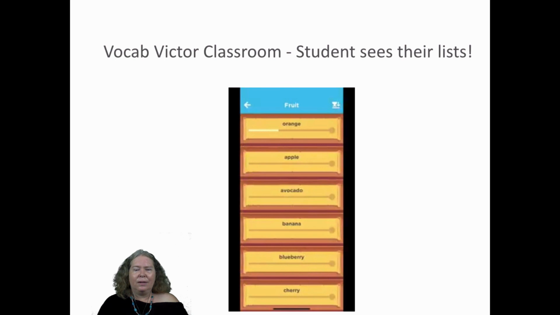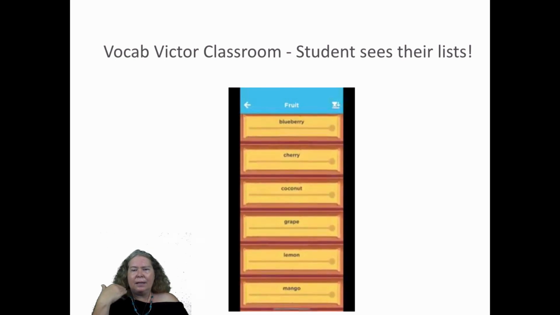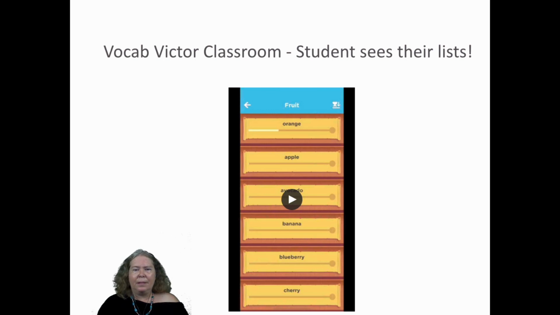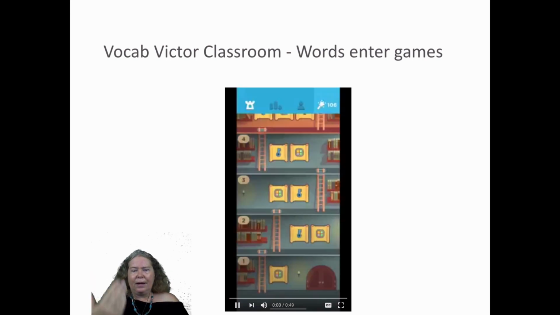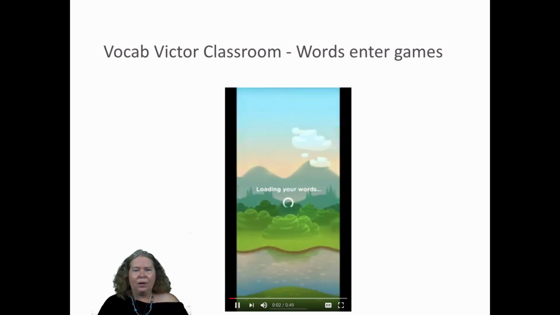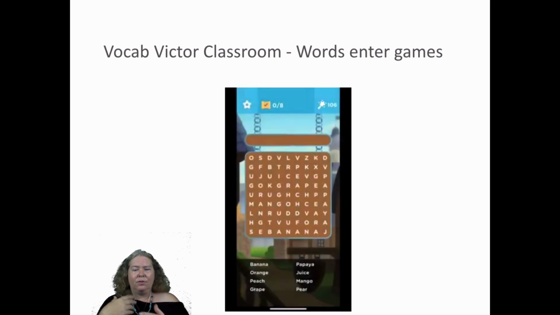Now here's the word list that we made. And as soon as they have the word list set up in their account, the words will come up in the games. So this is kind of how it goes full circle. So the word list will come up in the game. Banana matches with orange, juice, papaya, mango, tropical fruits of that nature.